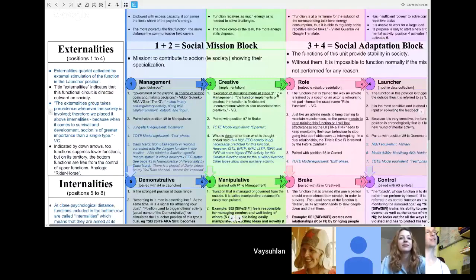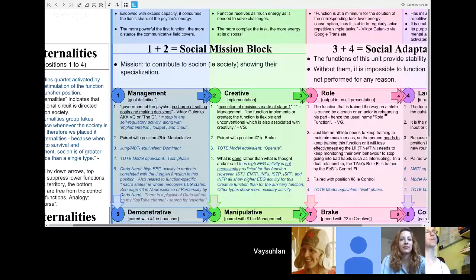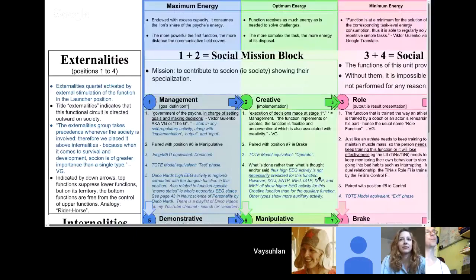So, externalities. I'll now read out that thing that Dario said at the back of his book, based on his research. Here we go. So, some support from Dario. This was written in 2005. Model G wasn't even the glint in the eye of Victor Gulenko at that point, I don't think.